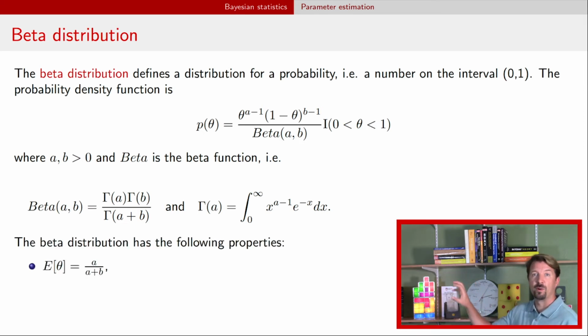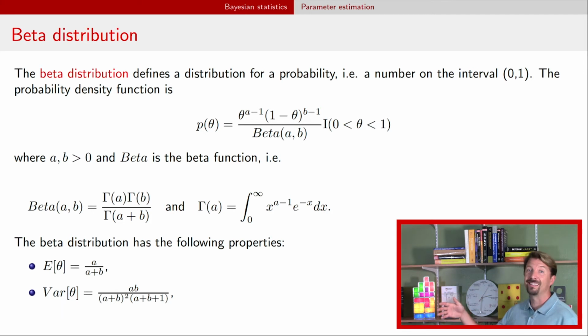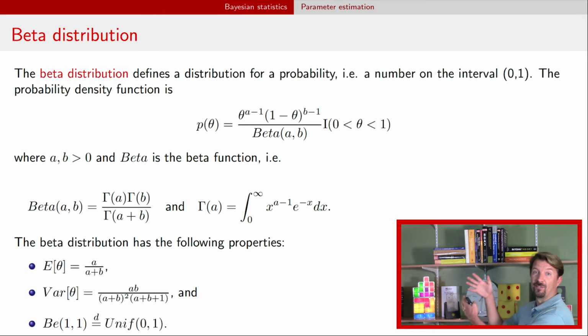So a couple of the properties here is that the expectation for this beta distribution is A divided by A plus B. The variance is a little more complicated. It's A times B divided by the quantity A plus B squared times A plus B plus 1. And then finally, the beta distribution with both parameters equal to 1 is actually the exact same distribution as a uniform 0-1 distribution.